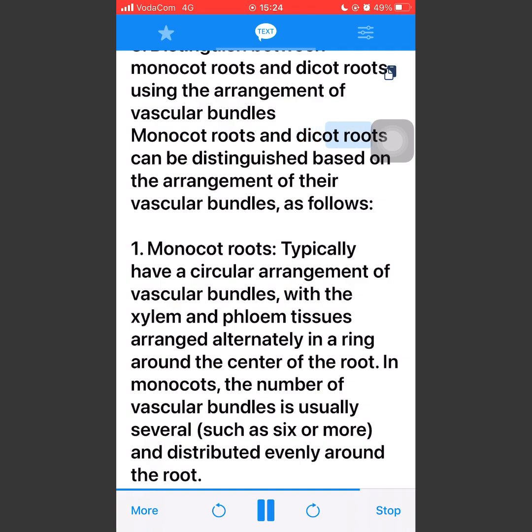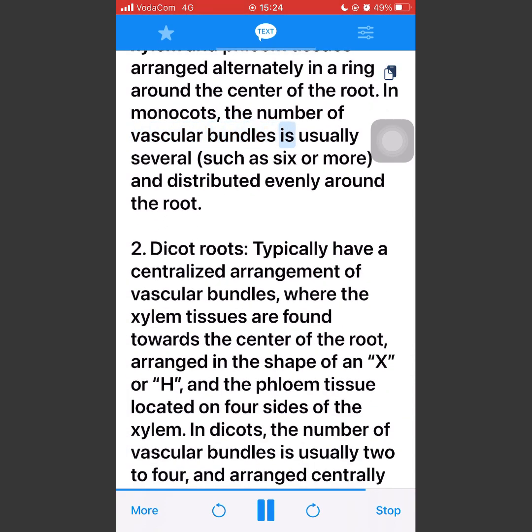Monocot roots and dicot roots can be distinguished based on the arrangement of their vascular bundles, as follows. 1. Monocot roots typically have a circular arrangement of vascular bundles, with the xylem and phloem tissues arranged alternately in a ring around the center of the root. In monocots, the number of vascular bundles is usually several, such as 6 or more, and distributed evenly around the root.